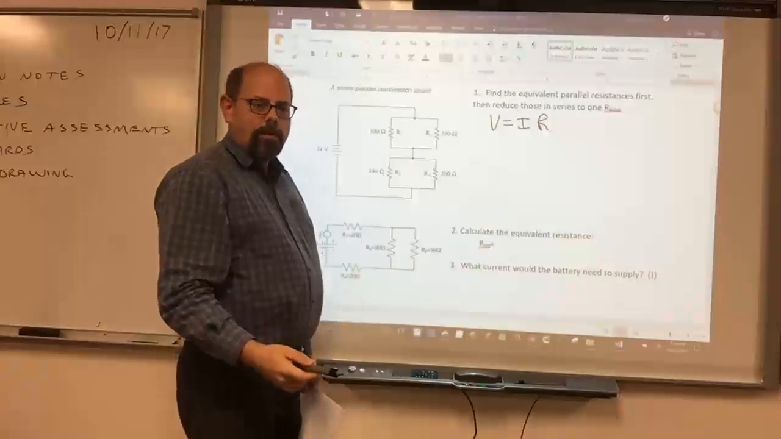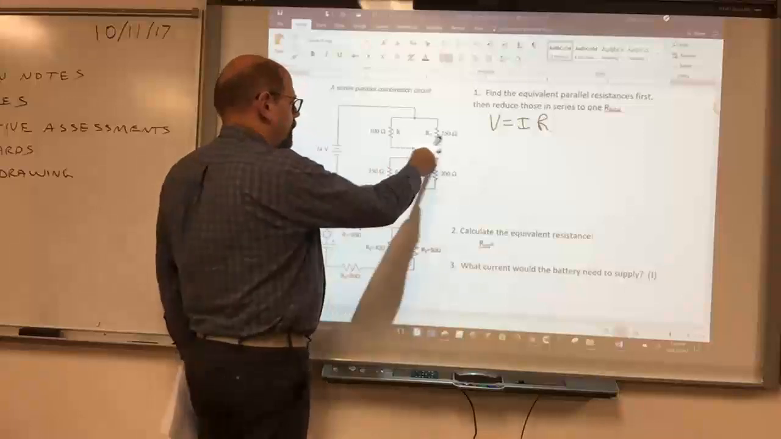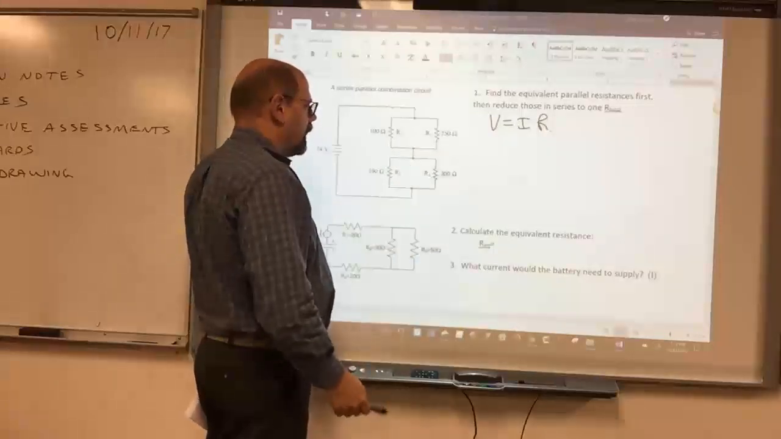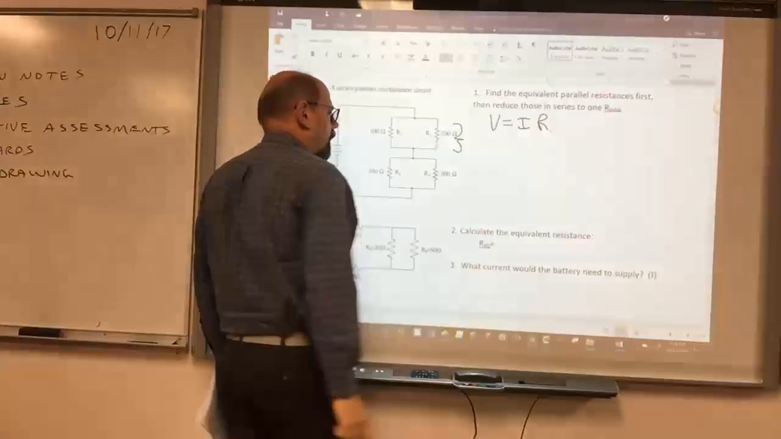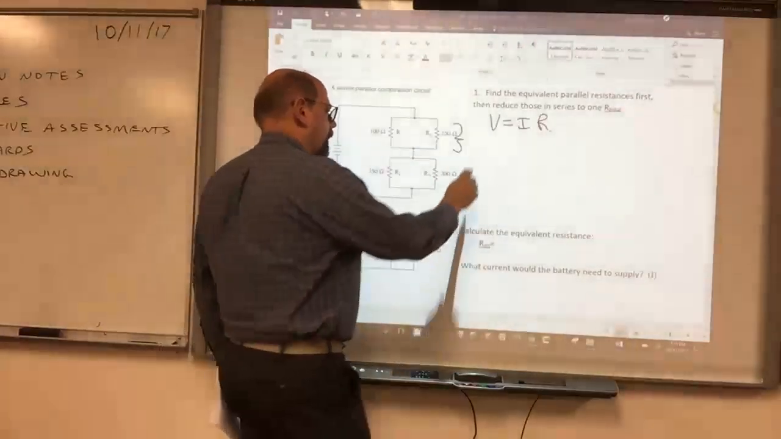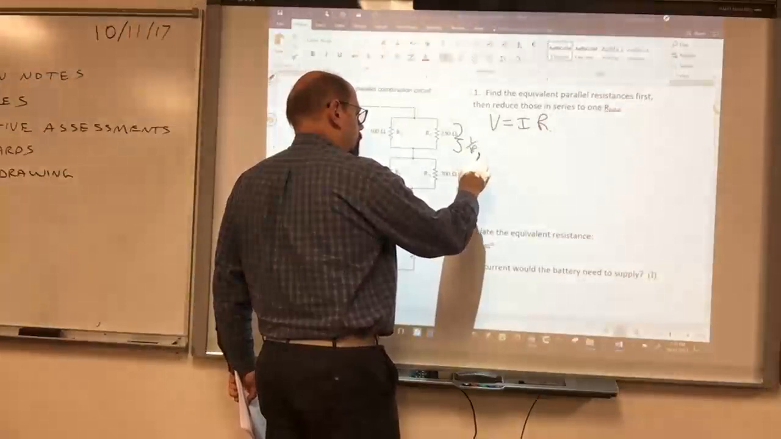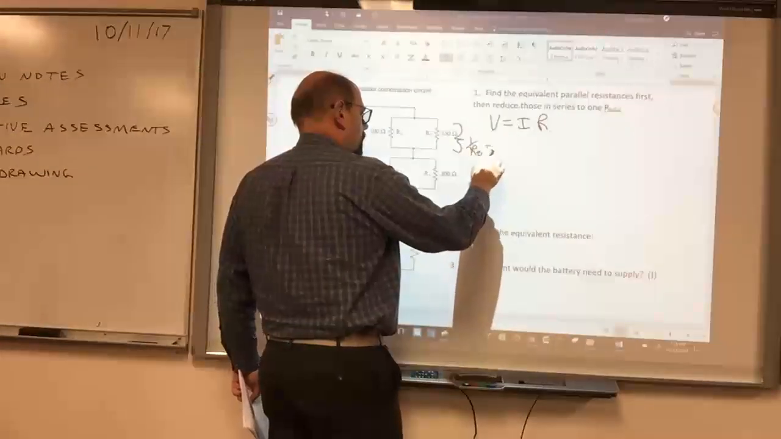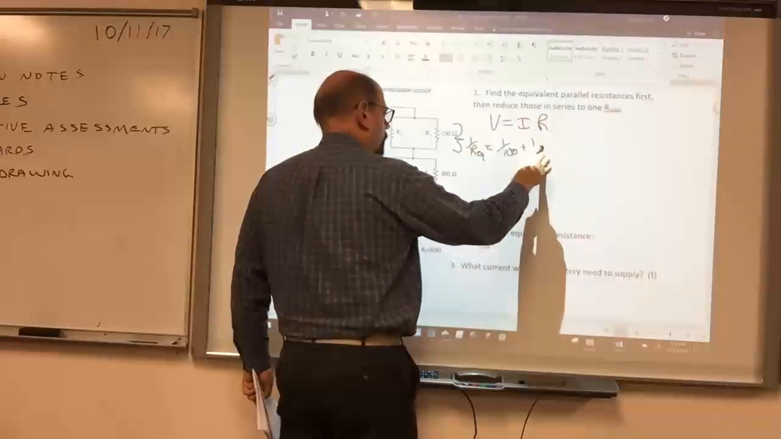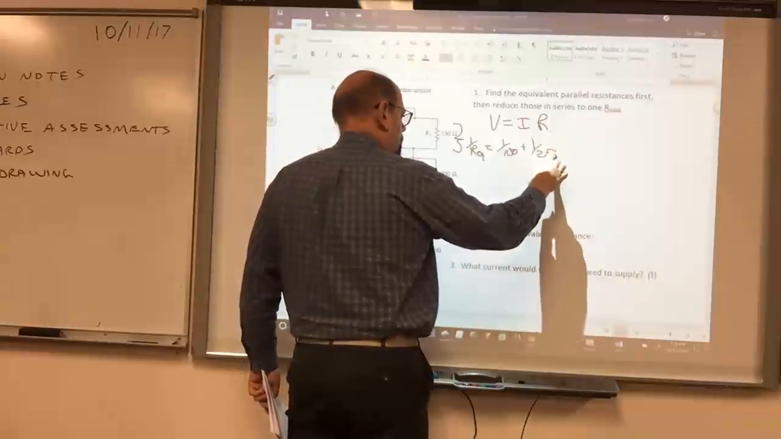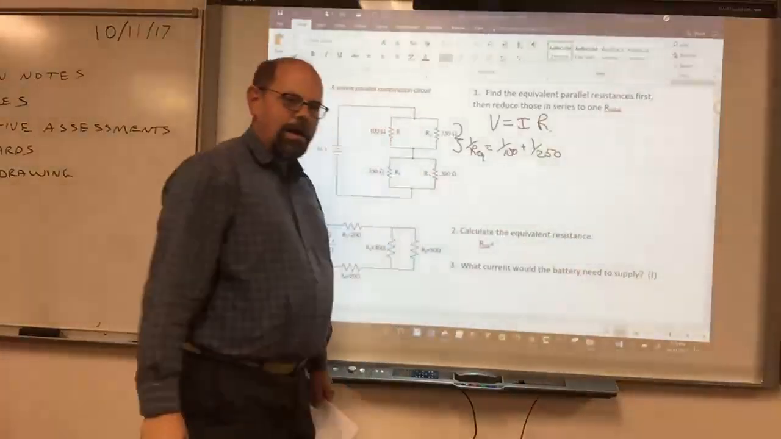So probably what I want you to do is to think, oh, let's take any two that are in parallel like this, and get an equivalent resistor for it. Okay? So the equivalent is literally this way. The 1 over the equivalent has got to be equal to 1 over 100 plus 1 over 250. Now this looks like it's complicated, but it's not bad at all.